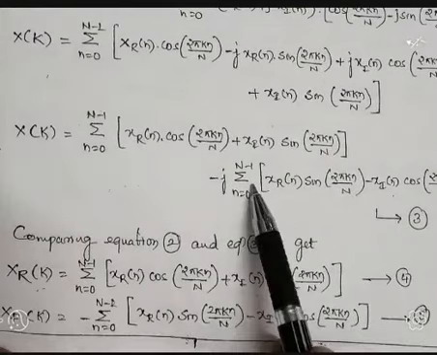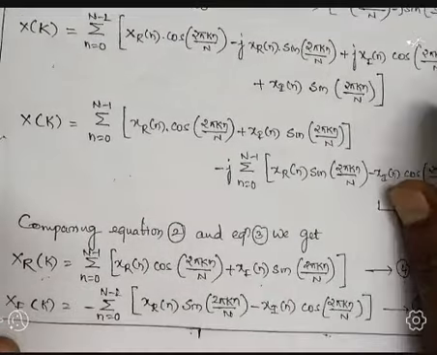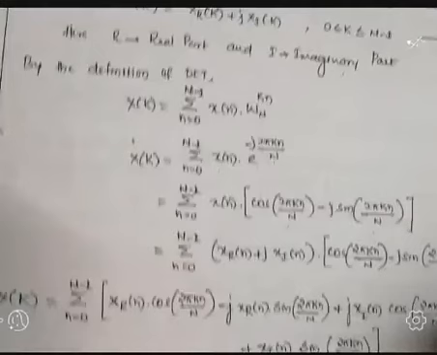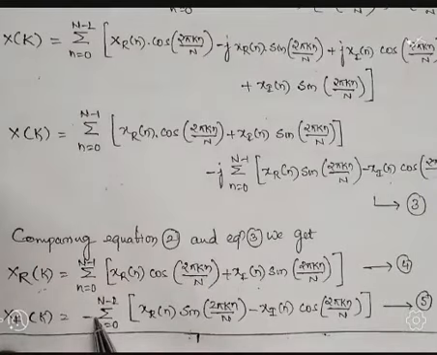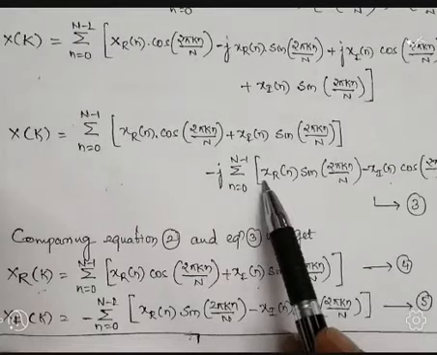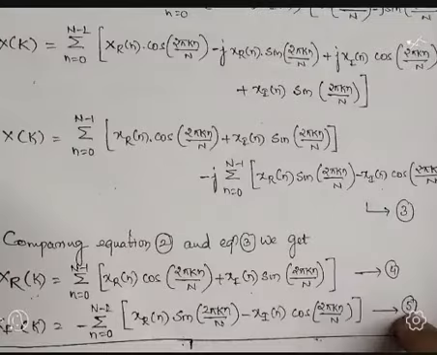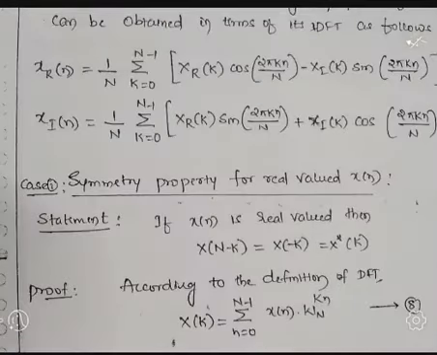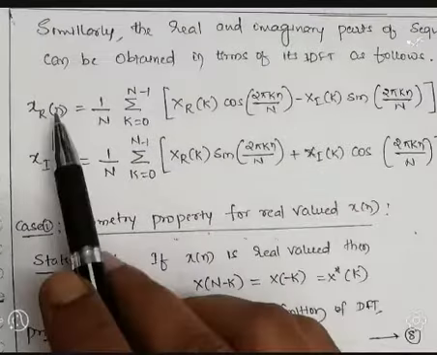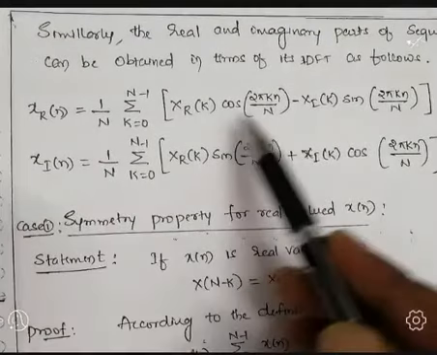Next, this one: xi of k is equal to, here plus is there, but here minus is there. Because of that reason, I have taken minus summation over the limits n equal to 0 to N minus 1. This term acts as the imaginary part. Likewise for IDFT also we can write similarly, by expressing in the same way: xr of n equal to like this, xi of n equal to like this.